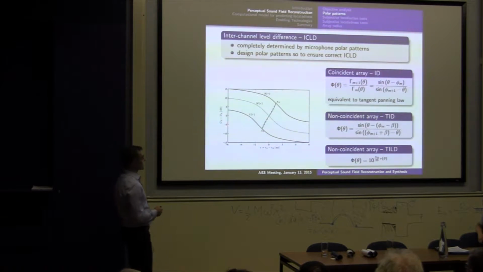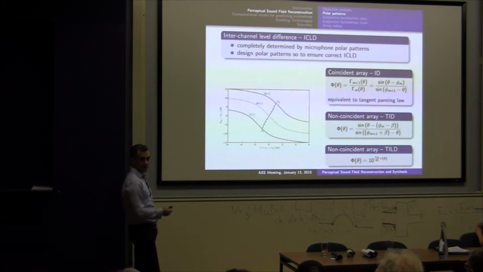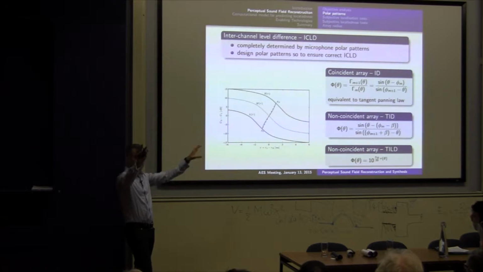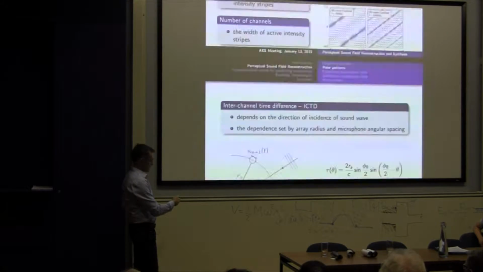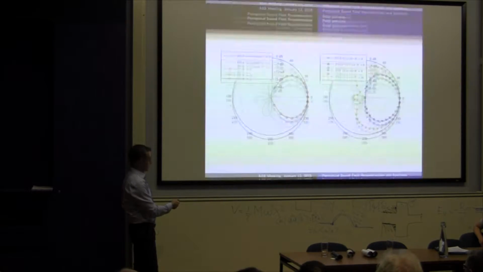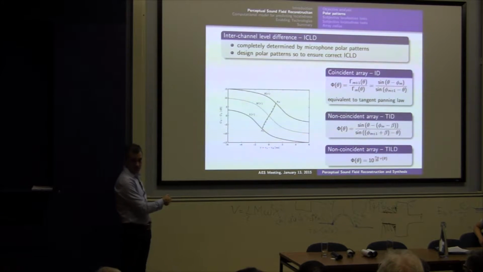In order to design polar patterns, we're using well-known psychoacoustic curves. And here is what these curves are. On the horizontal axis, we have time differences between channels in stereophonic reproduction. Imagine two loudspeakers in front of the listener, and they have different time and level differences. So on the horizontal axis, time differences. Here we have level differences.